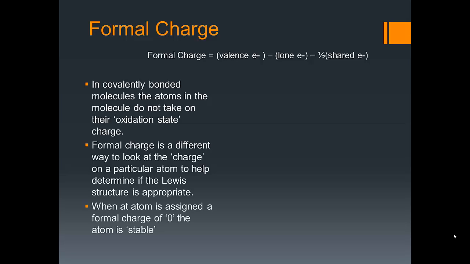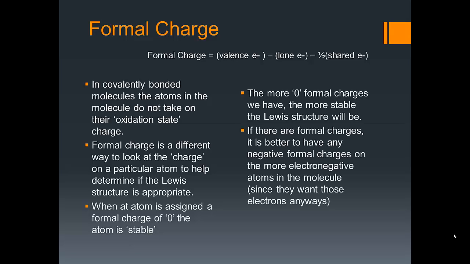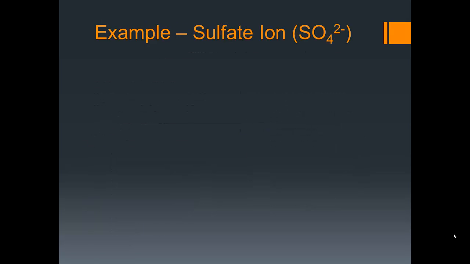When an atom is assigned a formal charge of 0, the atom is stable. The more zero formal charges that the molecule has, the more stable the Lewis structure will be. If there have to be formal charges, which in some cases there do, typically when you're dealing with an ion, it's better to have any negative formal charges on the more electronegative atoms in the molecule, since those guys want the electrons anyway, so you might as well put them there.